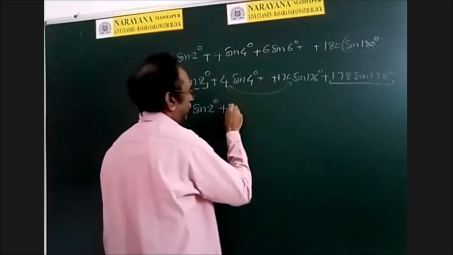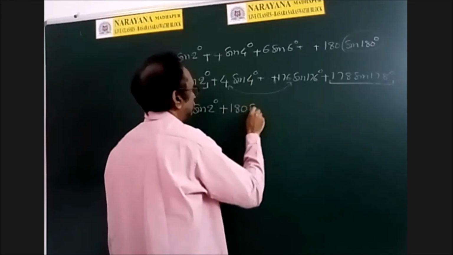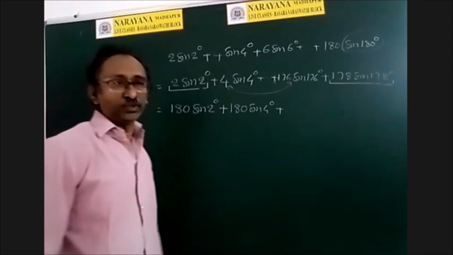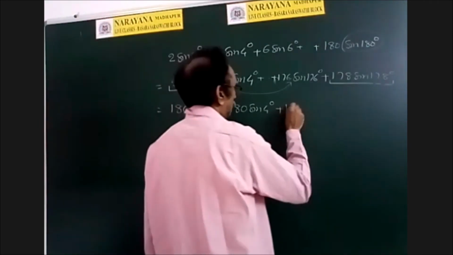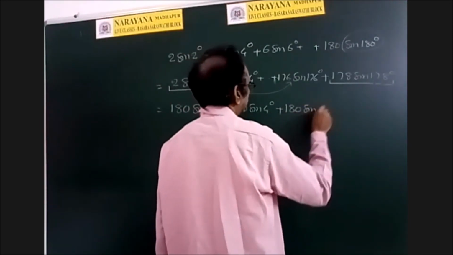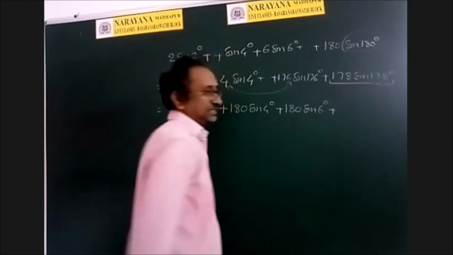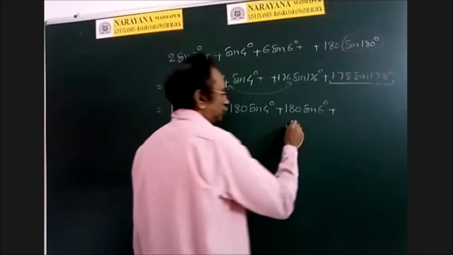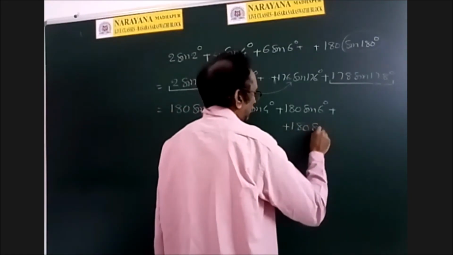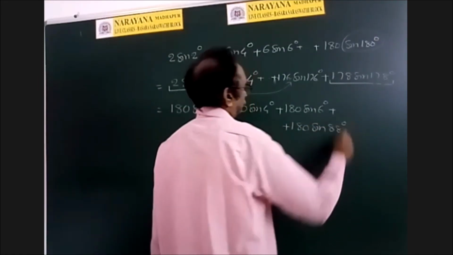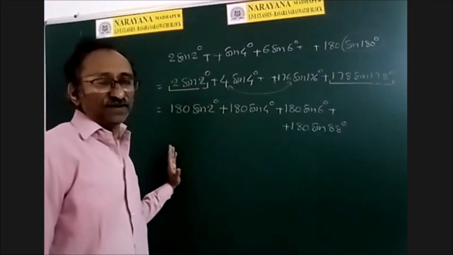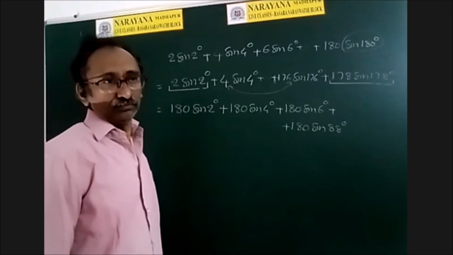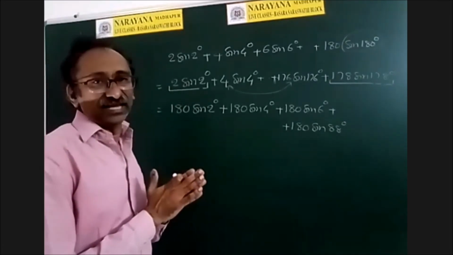Therefore, once again you are getting 180 sin 4 degrees. Now, without doing calculation, you can give me the next term. What is that? 180 sin 6, 180 sin 8, and so on, up to 180 sin 88. Here the left side term will be 88, the right side term will be 92. Therefore, you will get 180 sin 88.